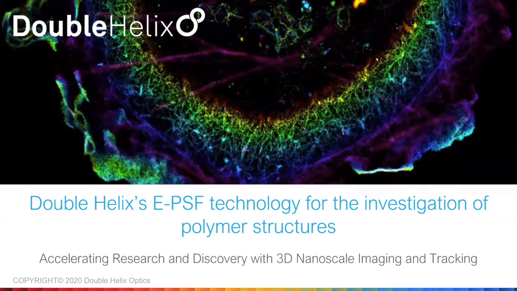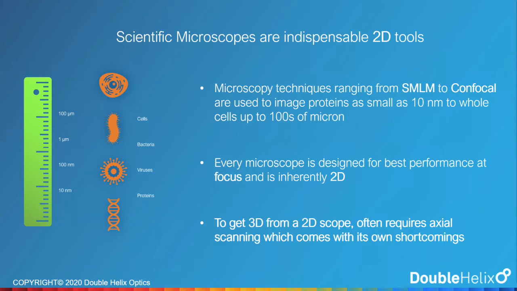So we all know that scientific microscopes have become indispensable workhorses of laboratories across the world. They're used in applications ranging from single molecule localization microscopy, where one can observe molecular processes beyond the diffraction limit at tens of nanometers, to image cells and tissues that are hundreds of microns thick. But a common theme amongst microscopes is that the objectives they use have been designed to have the best performance at focus. This makes them inherently 2D.